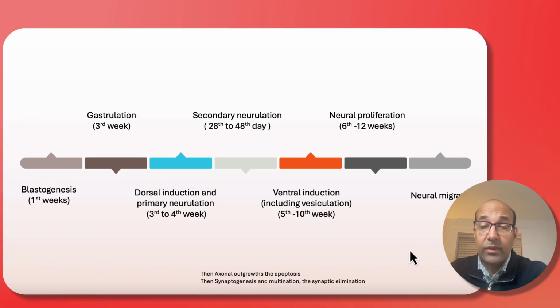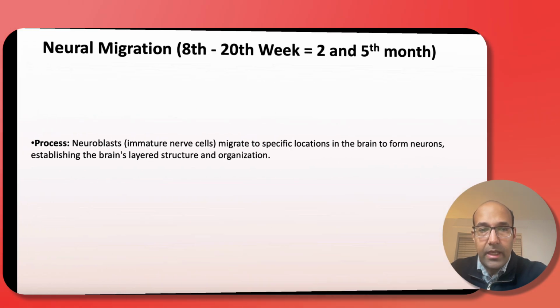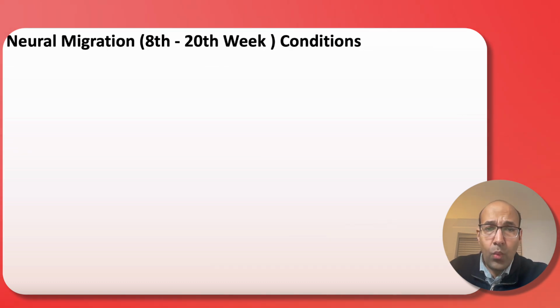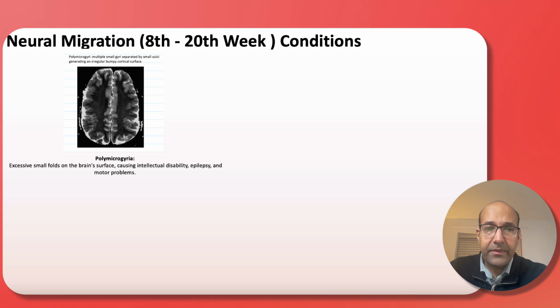Moving to the last one relevant to the exam, neuronal migration. In neuronal migration, between the 8th and 20th week, or the 2nd and 5th month, the neuroblasts migrate to specific locations in the brain to form neurons and establish the brain's layered structure. What will happen if something goes wrong? There are about 6 main conditions. We can talk about them.